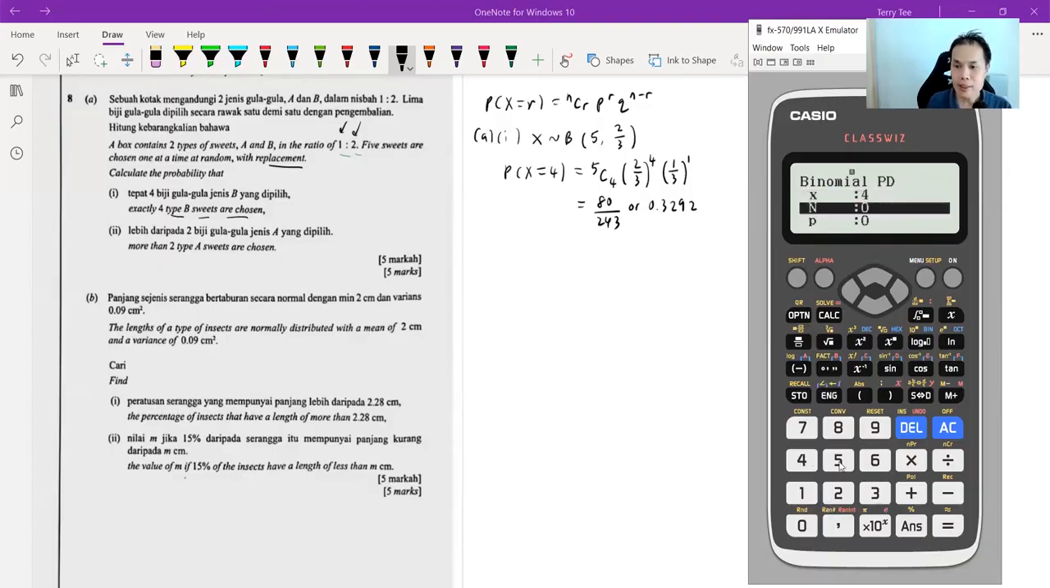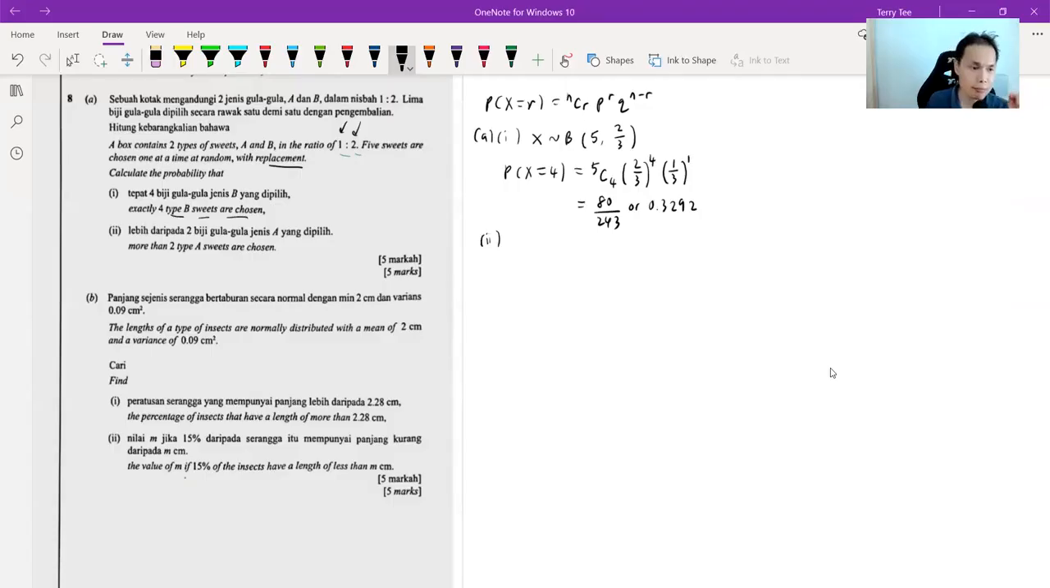Your N value is 5. Your P value is 2/3. There you go, 0.3292. You're getting the same answer, or 80/243. Okay, second part. Notice in part A we are interested in getting type B. In part B, we're interested in getting type A. So in this case, your probability is now different.